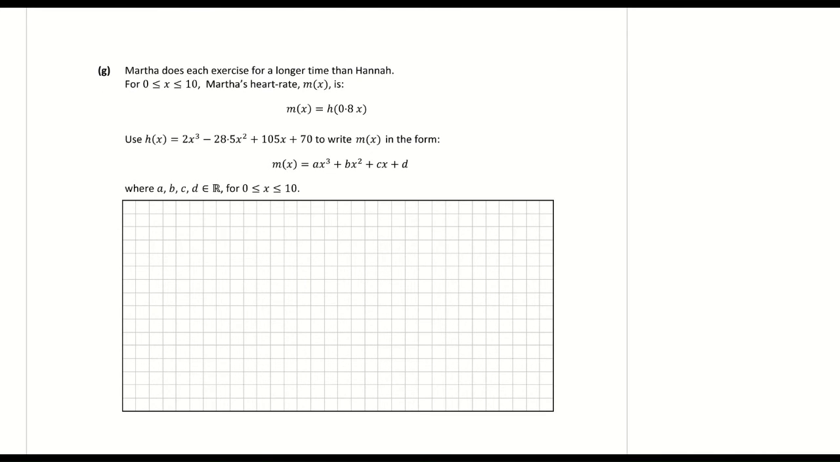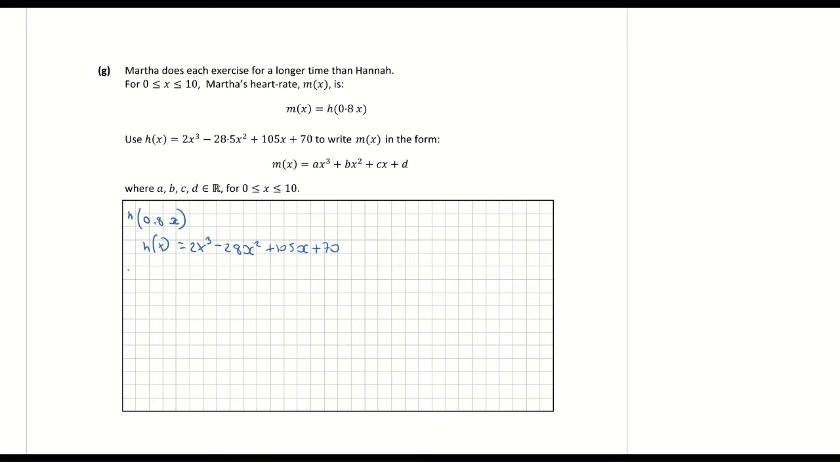Part G, Martha does each exercise for a longer time than Hannah for x between 0 and 10. Martha's heart rate is m of x, and it's given as m of x is equal to h of 0.8x. Use h of x to write m of x in the following form. Okay, so look at the first part here. We have h of 0.8x. Now, we know the value of h of x previously is 2x cubed minus 28x squared plus 105x plus 70.